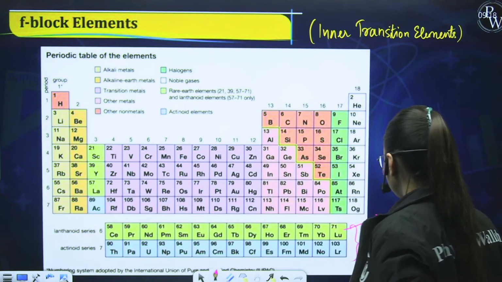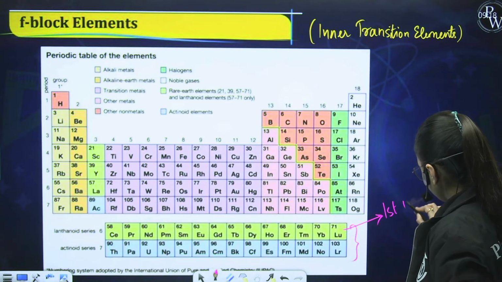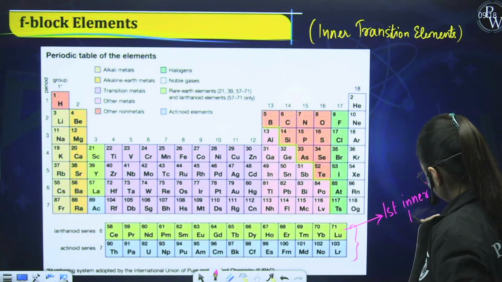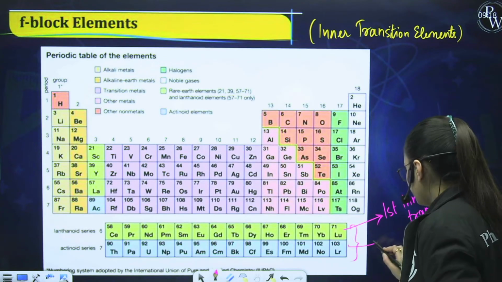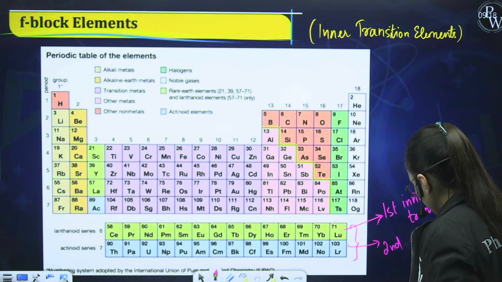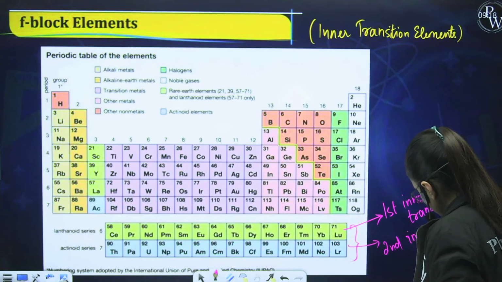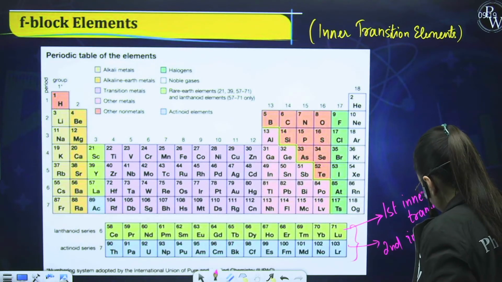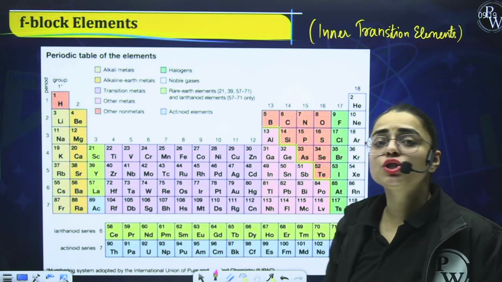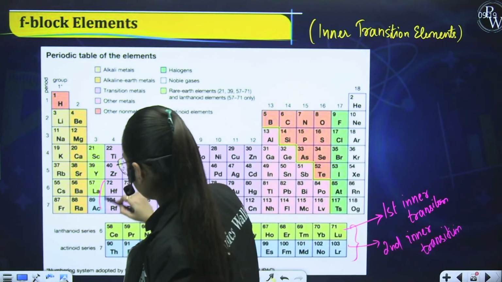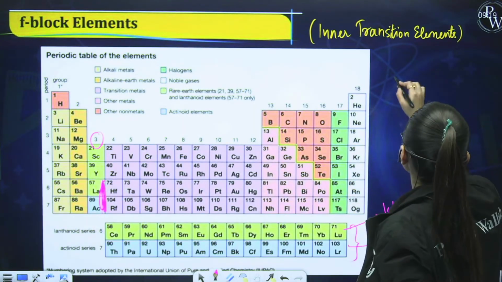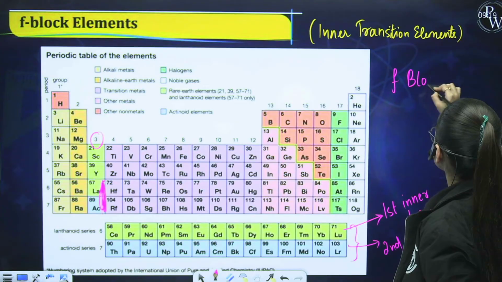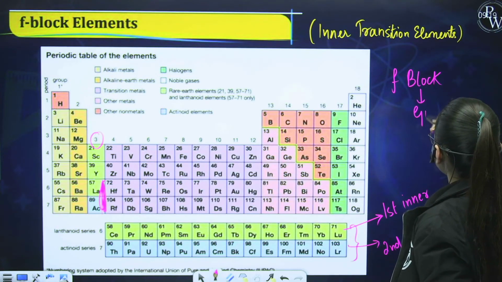Now this is the first inner transition series, and this is your second inner transition series. Questions that are generally asked from this are basically in which group they lie. Basically I've told you they lie over here in group number 3. So both of these, the F block elements, lie under group number 3.